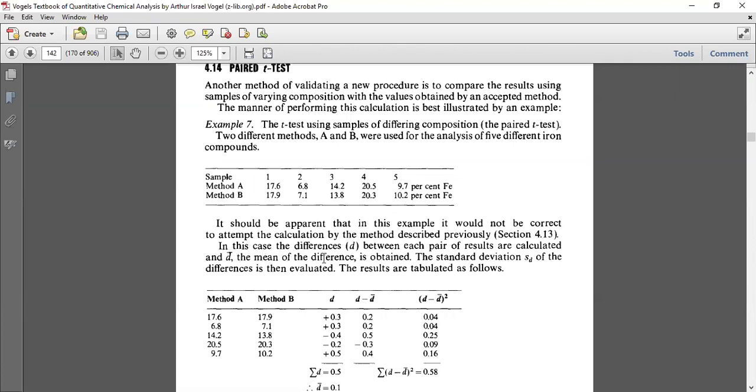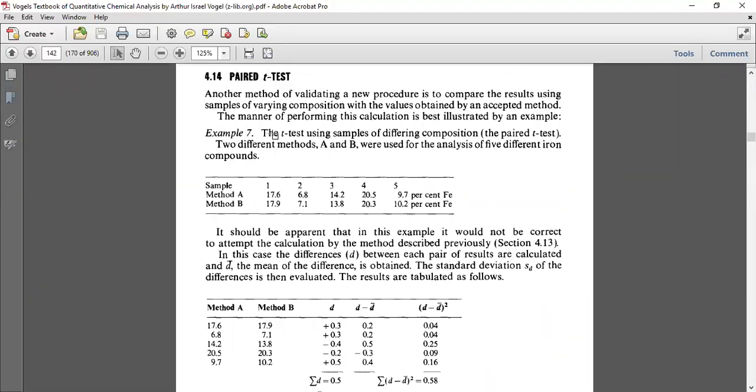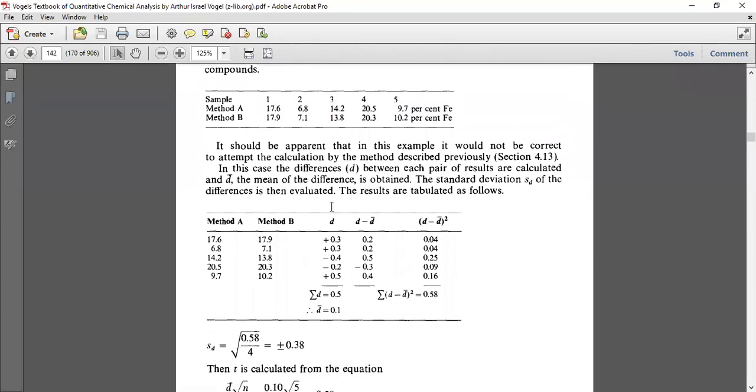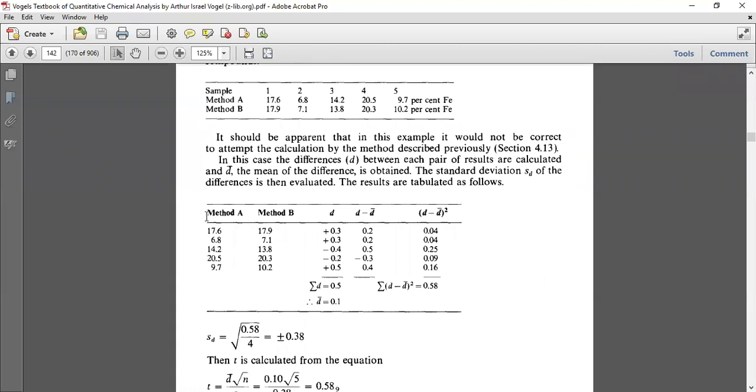Because in this case the difference D between each pair of results is calculated, and D bar, the mean of the difference, is obtained, and the standard deviation, that is SD of the difference, is then evaluated, and the results are tabulated as follows. So for example, this problem you will get in exam up to this, and apply statistical tool as a paired t-test. Then we will solve like this. For example, we will prepare this table. Method A result we will write. This is a given information. Method B, this is a given information.